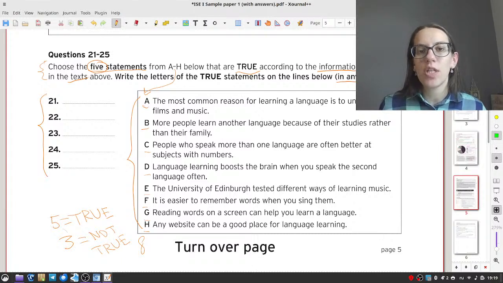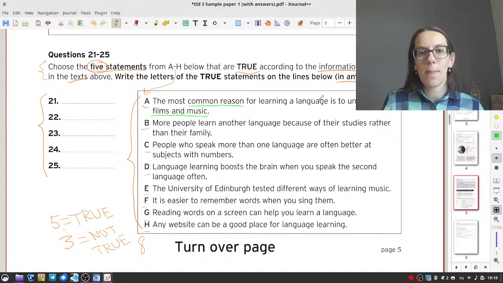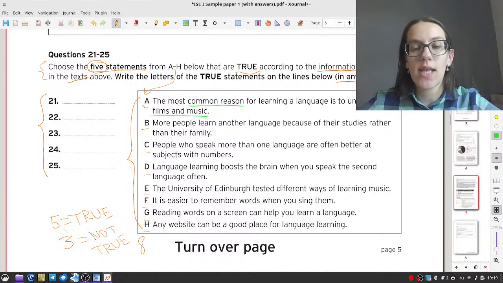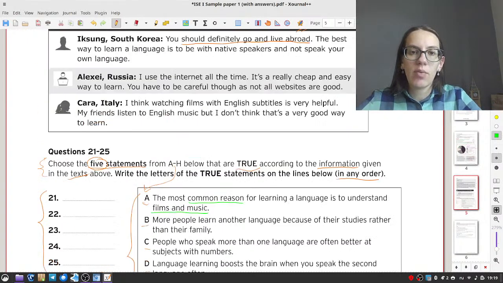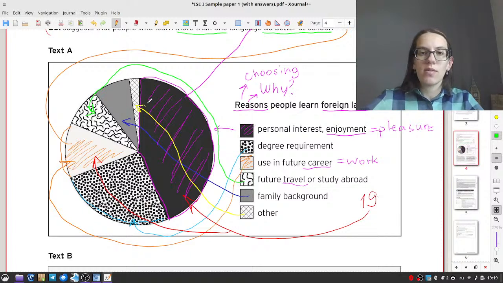A. The most common reason for learning a language is to understand films and music. So here we've got common reason, most common reason. And the reason is to understand films and music. So A. What text does it refer to? Is it text A, text B, text C, or text D? Where can we find any information about this? Well, it's about reasons for learning a language, so it means it's our pie chart, text A. This is about reasons why people learn foreign languages.